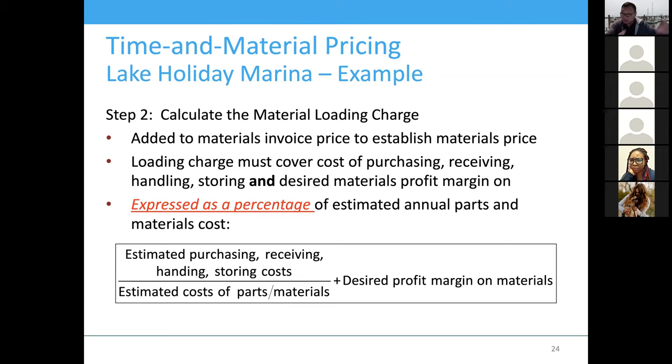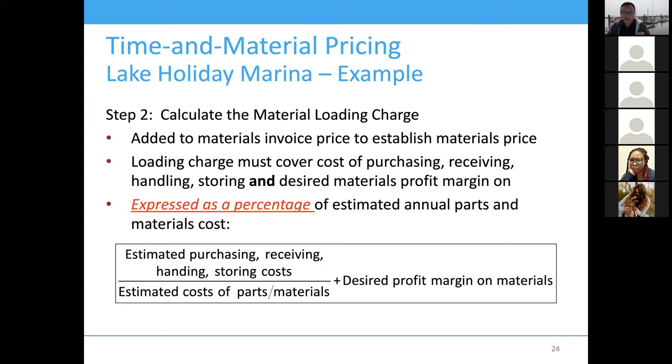They have to order these parts, right? And there may be shipping costs. They receive it and they put it in the warehouse for storage, right? You see all these costs, right? So the cost is not just the amount it costs you to order those parts, right? There are a lot of other handling costs, labor, and other overhead involved, right? So you want to also capture all this cost, so that this rate is expressed as a percentage of estimated annual parts and materials cost, okay? So you know the cost pool capturing all this cost, okay?